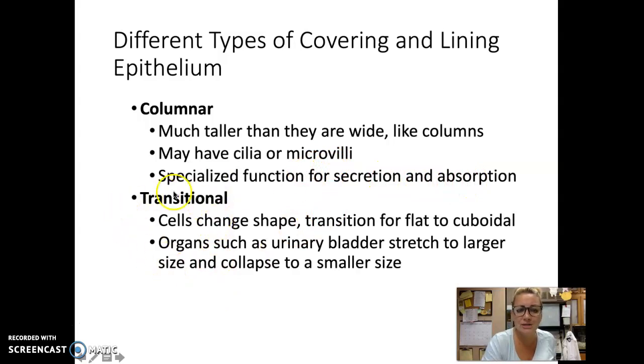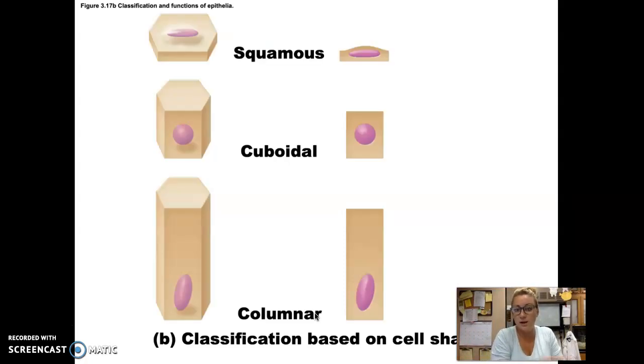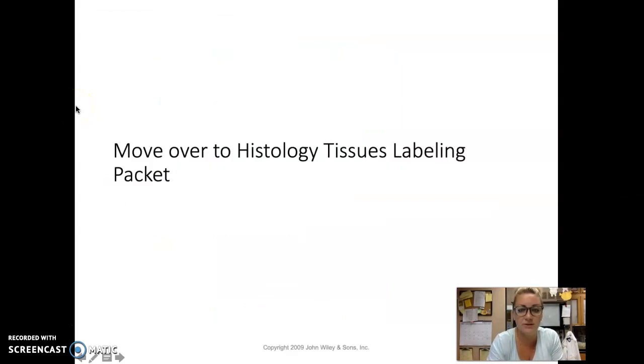And then transitional, they could have any of the shapes and they can change shapes. Generally, when we think of them, it's in the urinary bladder for stretching and collapsing of the bladder. It's not commonly found in other places of the body, which is why it's only mentioned one time. Notice it's not showing up in all these other pictures.